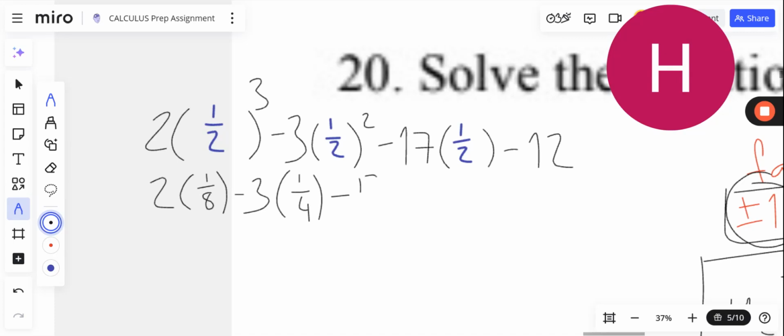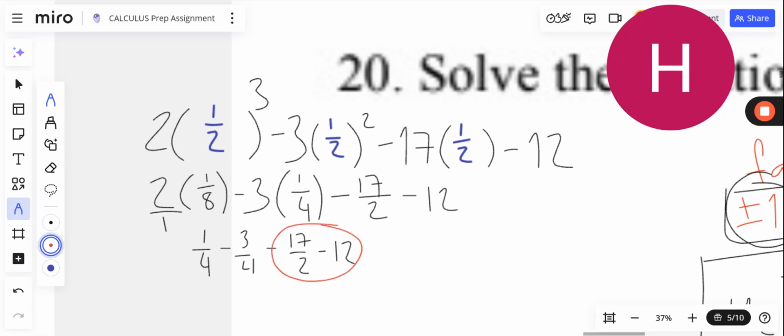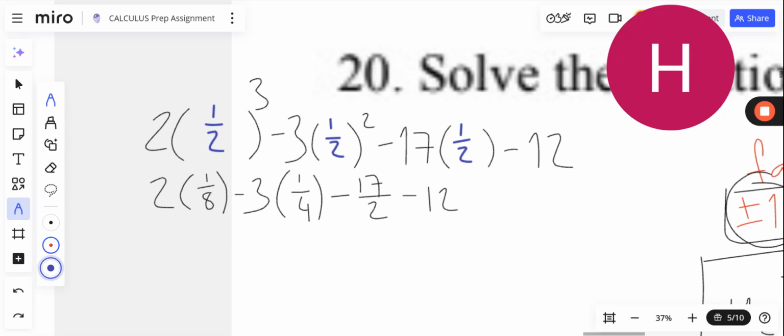And lastly, we have negative 17 over 2 minus 12. So if we multiply 2 times 1/8, this is like 2 over 1 times 1/8, that's a fourth, minus 3/4 minus 17 over 2 minus 12. Again, these negative values are pretty large, so it's safe to say that that's not going to be giving us a 0. Let's try one last fraction value. Let's try, what can we try? We can try negative 1/2 and see if that changes anything.